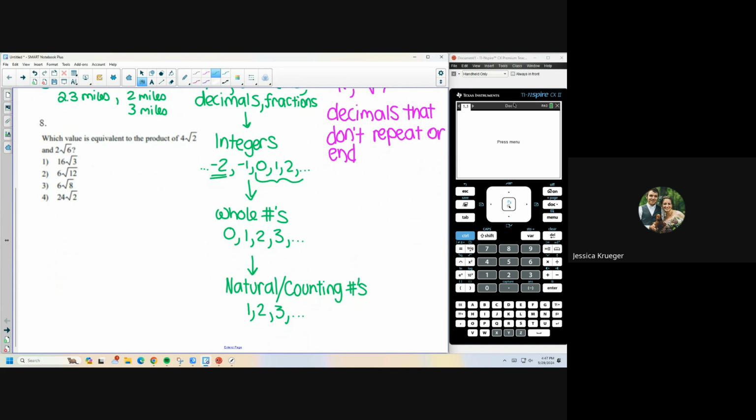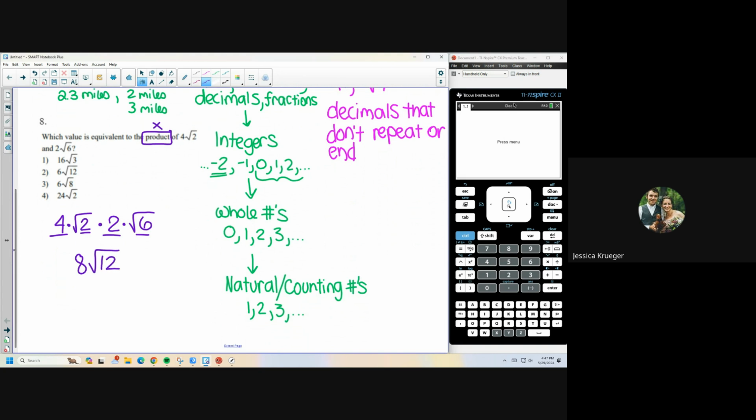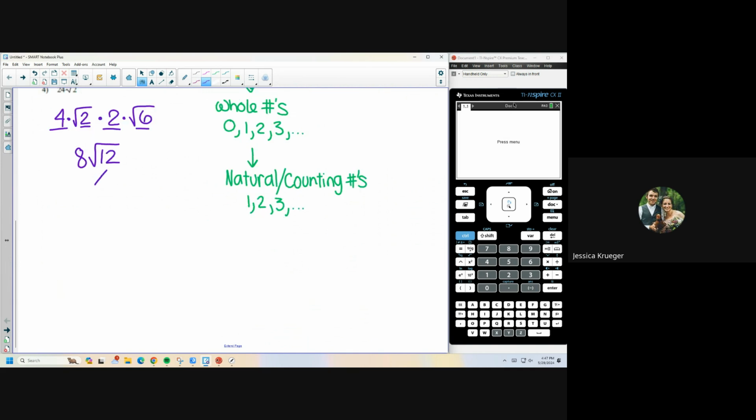8. Which value is equivalent to the product of 4 radical 2 and 2 radical 6? Product means multiply. So I am multiplying 4 radical 2 times 2 radical 6. I'm going to multiply what's outside the radical, so that becomes 8. And then I'm going to multiply what's under the radical, that becomes 12. So 8 radical 12. That's not one of my answers, which means this must be reduced.